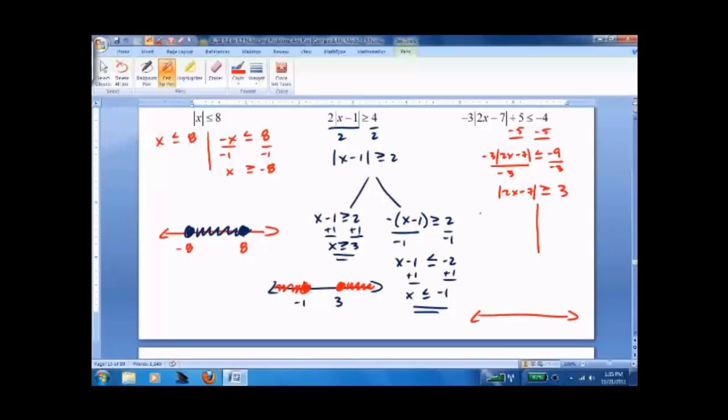Break it into 2. 2x minus 7 is greater than or equal to 3. Negative 2x minus 7 greater than or equal to 3. Divide by negative 1, divide by negative 1. 2x minus 7 is less than or equal to negative 3. Add 7. 2x is less than or equal to 4. Divide by 2. X is less than or equal to 2. Plus 7. 2x is greater than or equal to 10. Divide by 2. X is greater than or equal to 5.